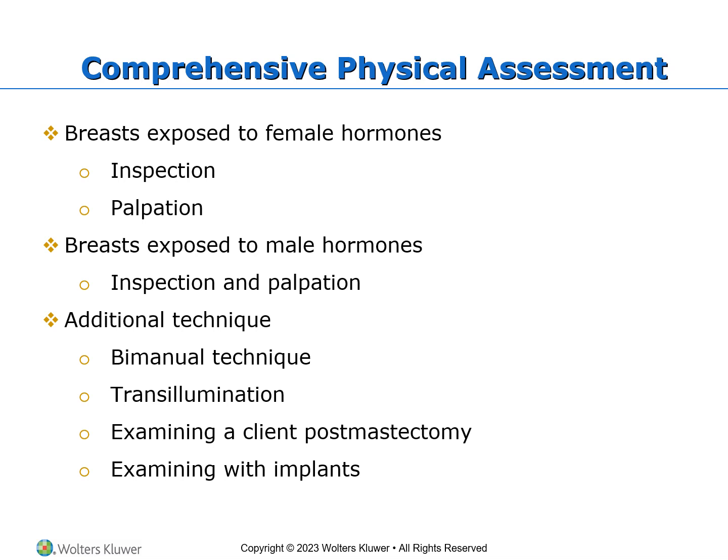Now we have breasts exposed to male hormones. So male breast cancer is uncommon, but it does occur. So assessment is going to include inspection and palpation of the breast tissue and axillary lymph nodes. We're inspecting for enlargement, skin changes, nipple discharge, masses. We're palpating beneath the nipple and surrounding tissues for any nodules, firm masses, tenderness.